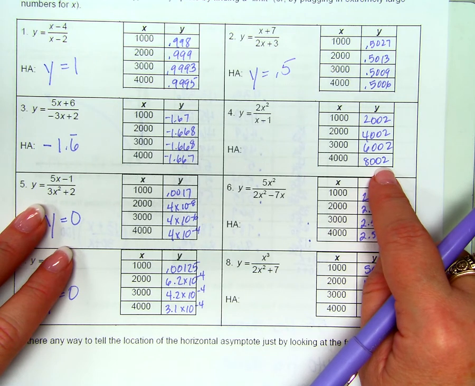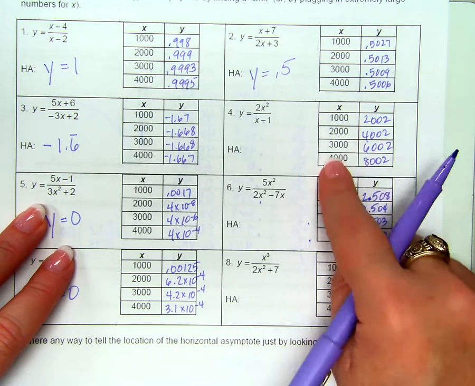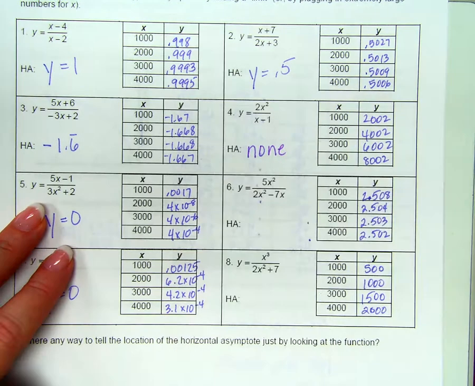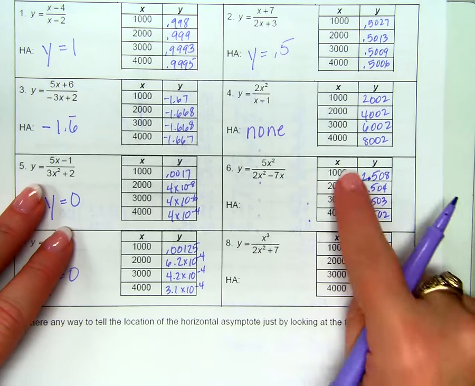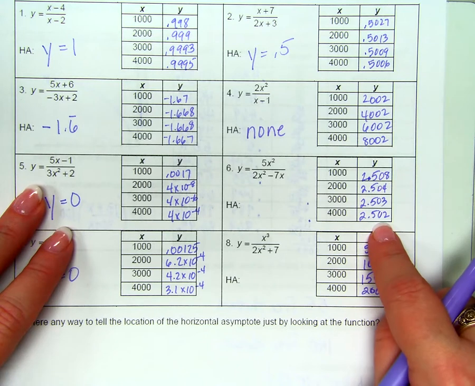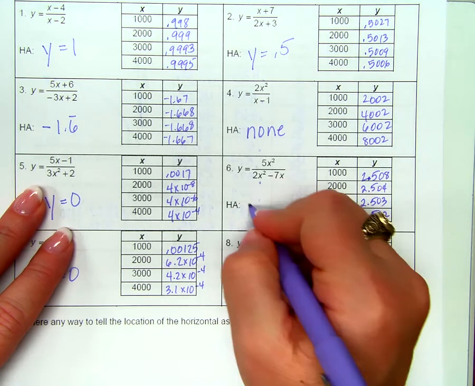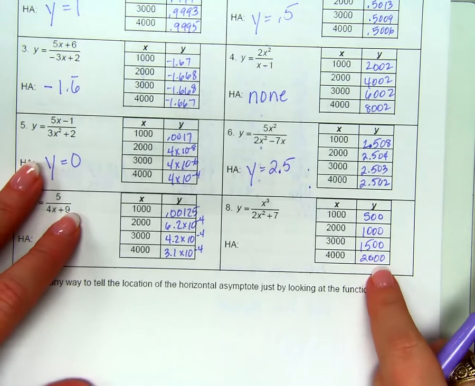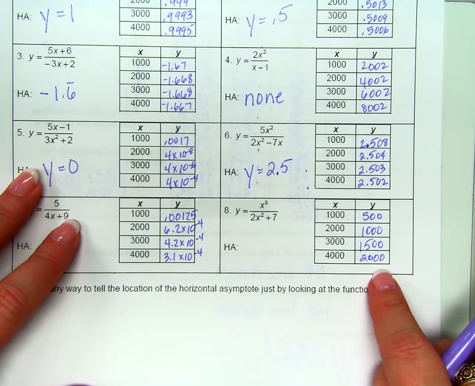What about this one? Nowhere, is it? It's not approaching anything. It's just as x is getting giant, so is that. What about this one? As x is increasing, what is the limit of this number? Very good. 2.5. And what about this one? None.